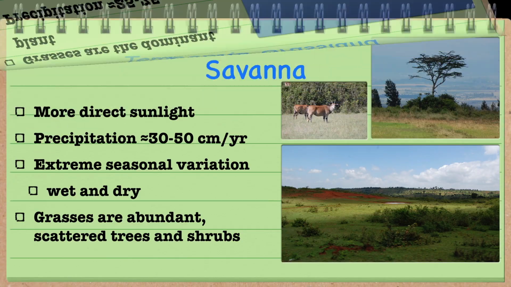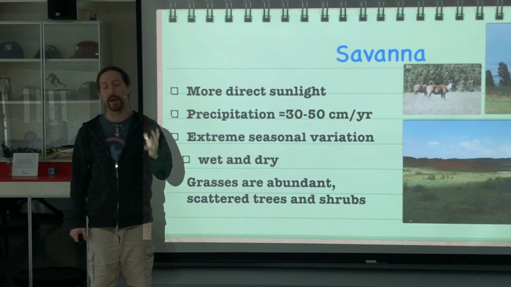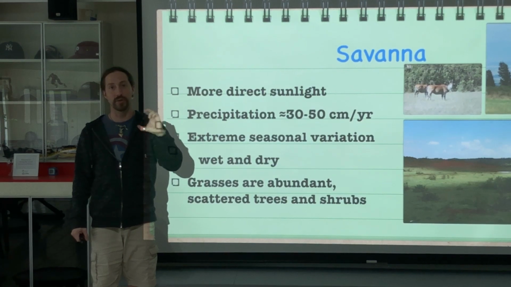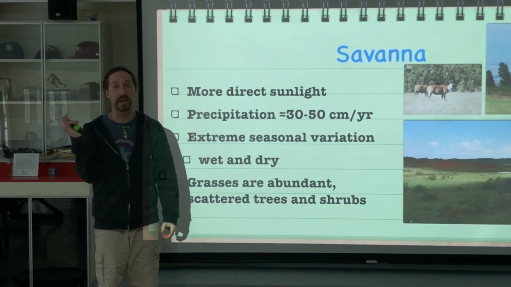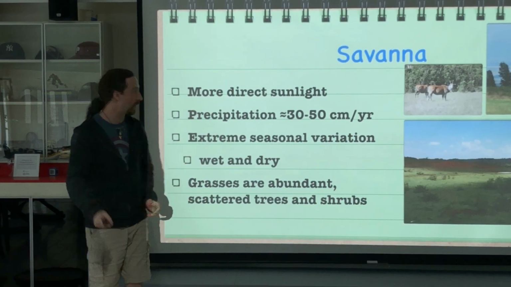Next, we move to the savanna. The savanna happens to get a lot more sunlight. We have moved now into the tropical regions of the biosphere. This means that we have moved all the way down to near the equator, which means there's a lot of direct sunlight. That means that there's a lot of energy for photosynthesis to take place.